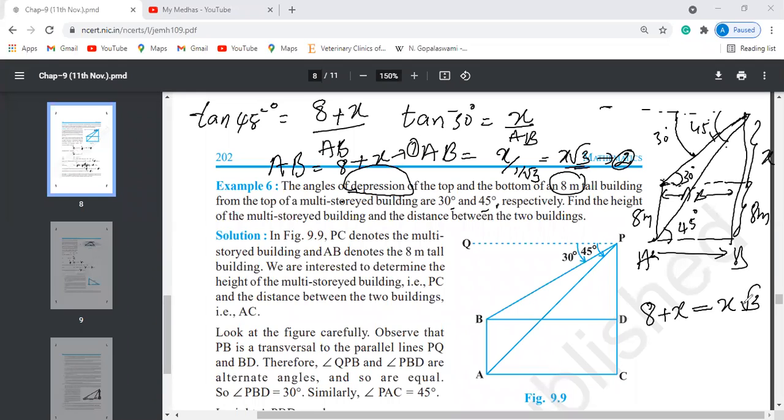What you can do is you can bring this X to the other side, so X root 3 minus X is equal to 8. So X is common. So X into root 3 minus 1 is equal to 8. So X is equal to 8 by root 3 minus 1.